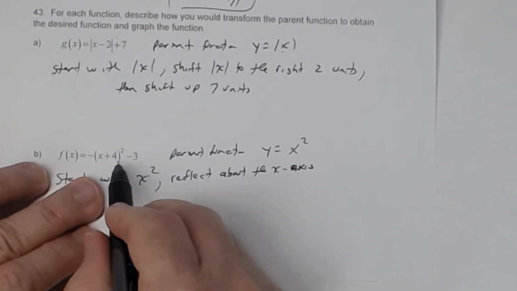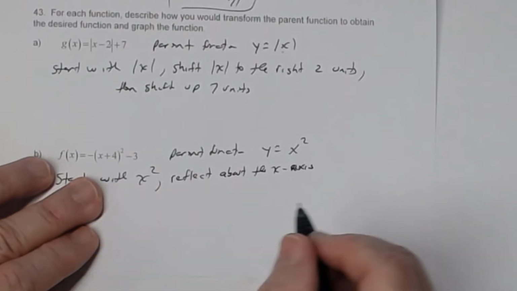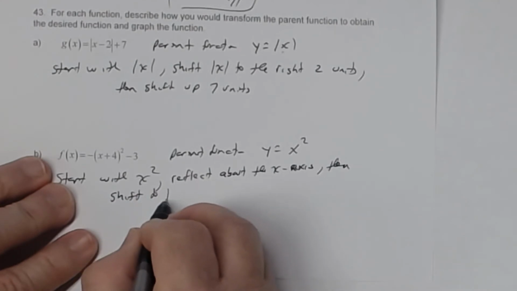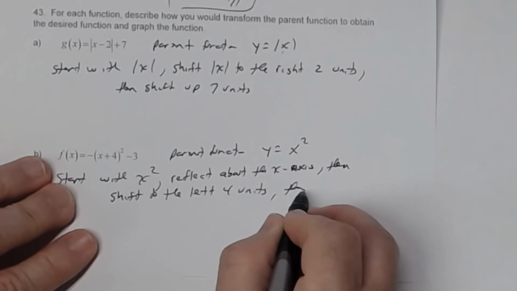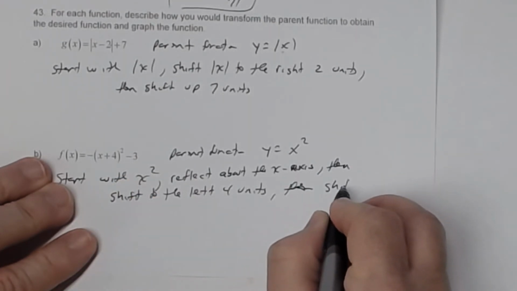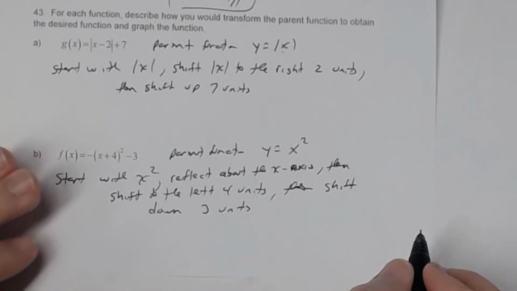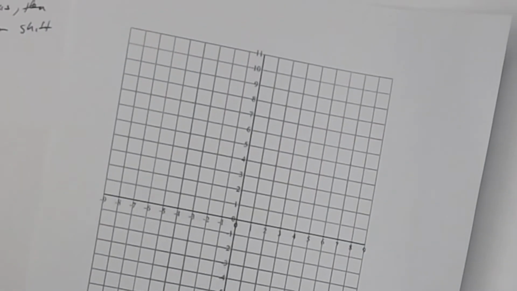Okay. Then here's a horizontal. Remember, counterintuitive. Then you're going to shift it to the left 4 units. Then shift to the left 4 units, and then your vertical translation, that's easy, then shift down 3 units. Okay? All right, now let's take this information and let's graph the quadratic function.